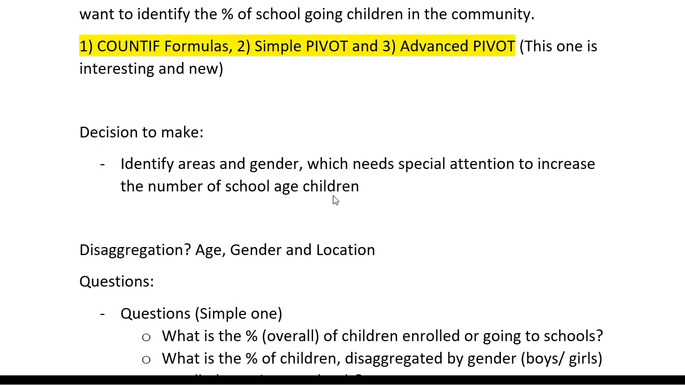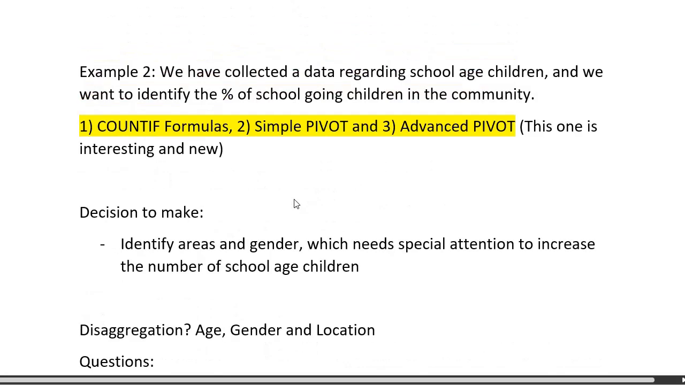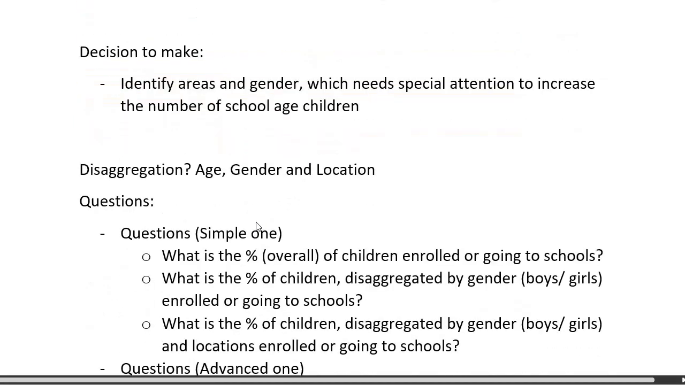when this decision has to be made, what would I need? I would need to collect data regarding school age children from that specific community. Now, what would be the disaggregation that I would need for this decision making? Simply, we would need age-wise data, we would need the data by gender and by location.